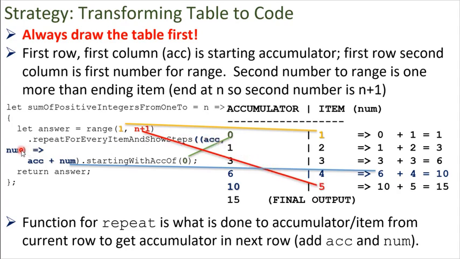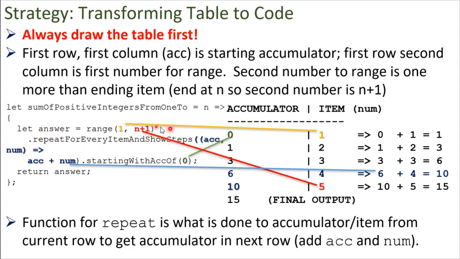And finally, you have the function that you pass to the repeat for every item and show steps. Now to figure out what you're going to do there, you basically just look at the pattern. How do you go from one accumulator and one item in a row to the next accumulator? And you could see over here I have 0 and 1 and I get 1, and 1 and 2 and I get 3, and 3 and 3 and I get 6. So the point is, each time I'm just adding the accumulator and the number together. So whatever the pattern is to get from the accumulator and the item in the row to the next accumulator is what you put in over here for the repeat for every item and show steps.